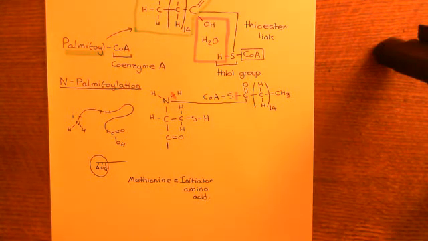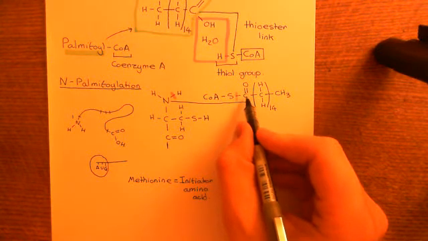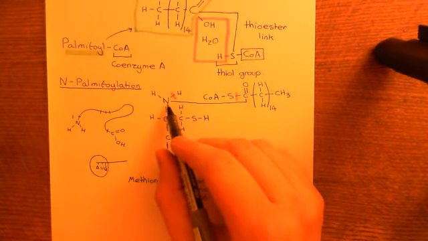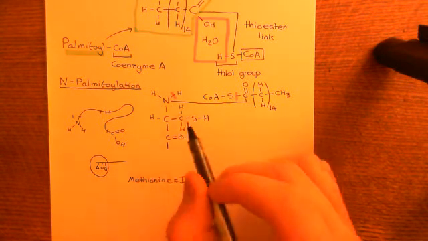Right, and now what you have is this amide link between the carboxylic acid group of the palmitic acid molecule and the amino group of the first cysteine in the polypeptide.